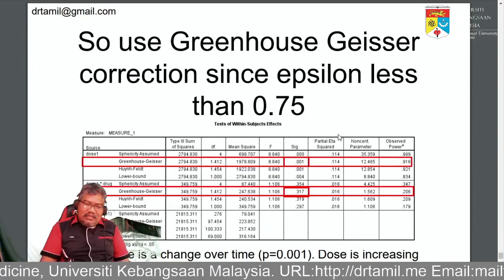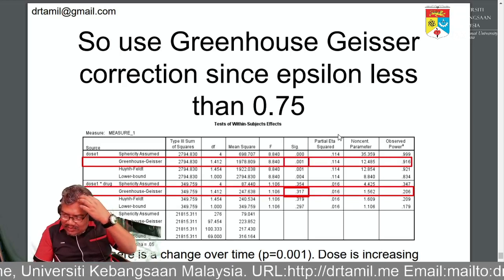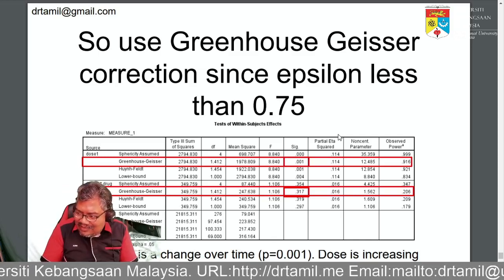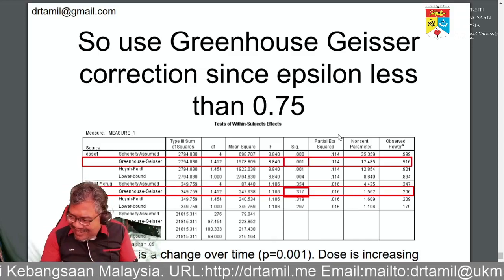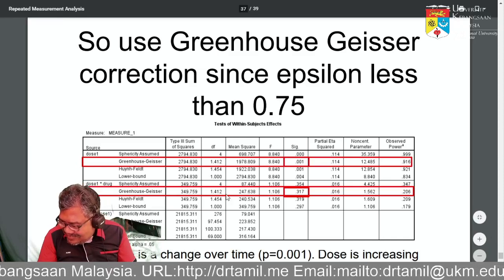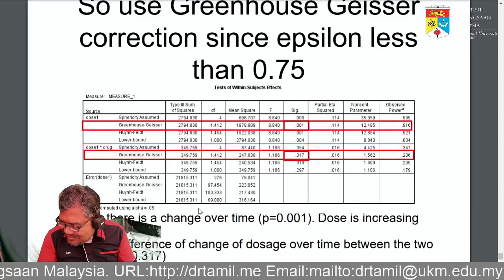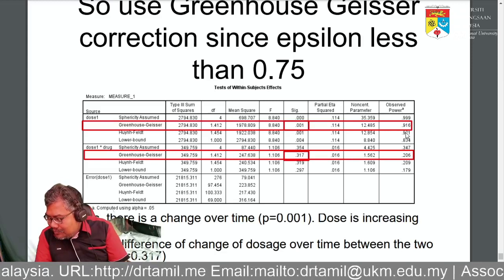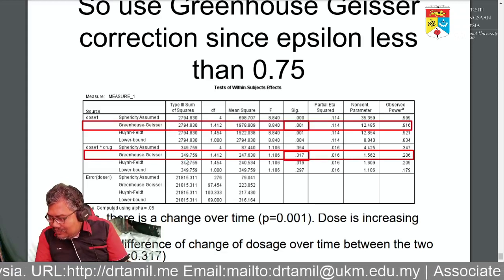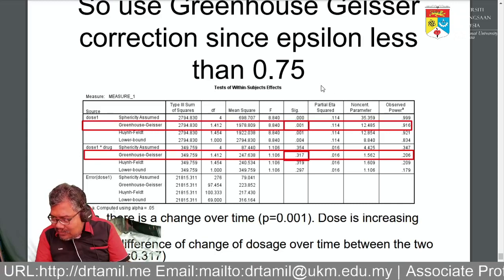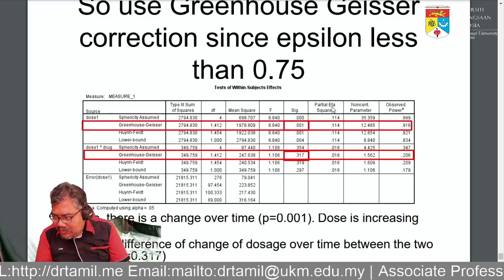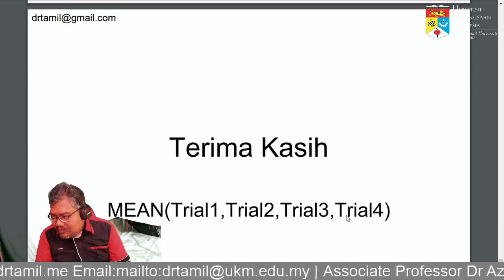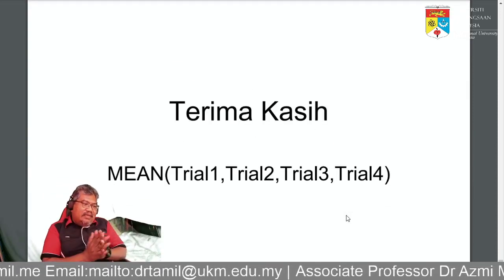So as I explained just now, you use Greenhouse-Geisser. Basically the results are all the same, but we end up taking the Greenhouse-Geisser because the epsilon is less than 0.75. But the answer is the same. So that is in summary.